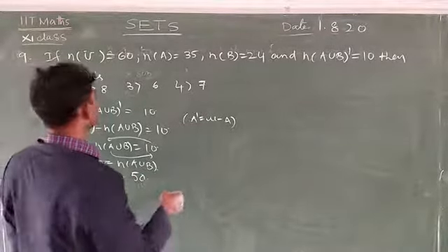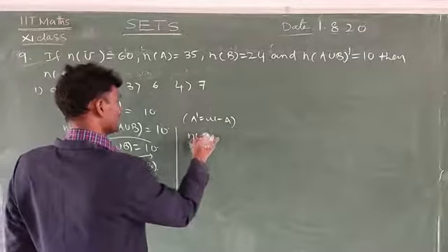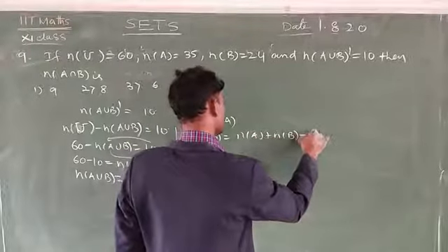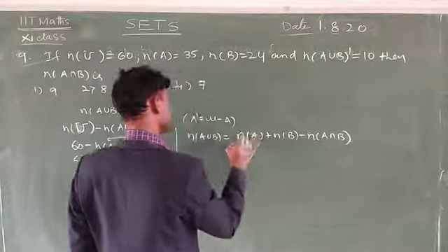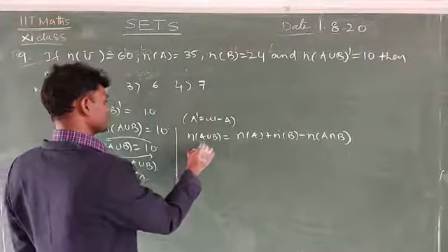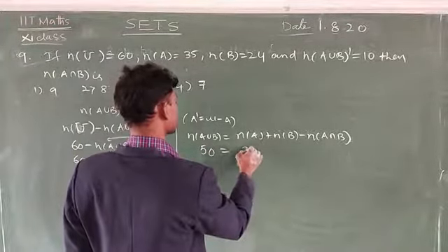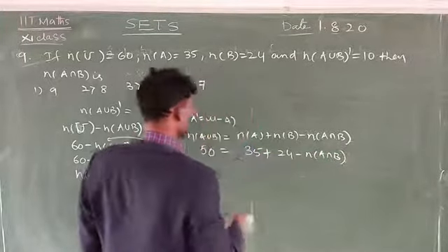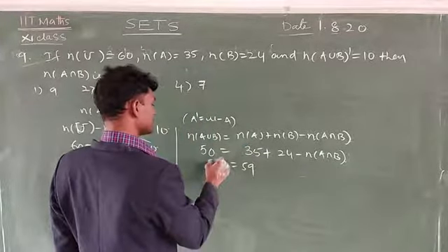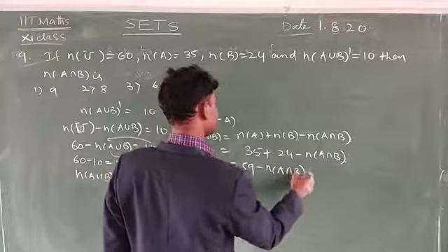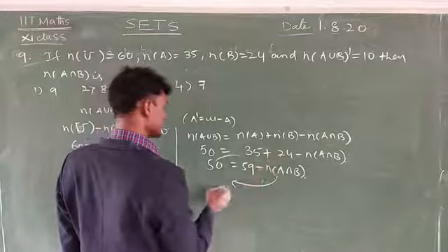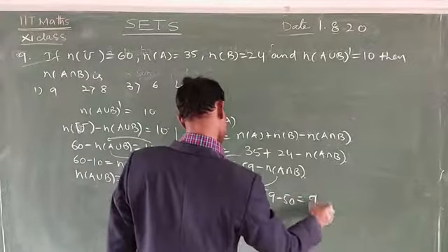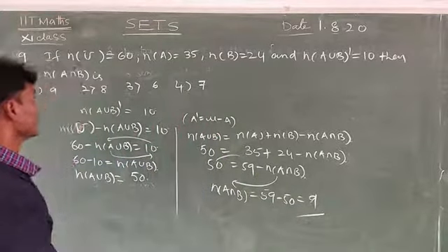Now we have to find A intersection B, simply using the formula n of (A union B) is equal to n of A plus n of B minus n of (A intersection B). Already we know that n of (A union B) is equal to 50, n of A is equal to 35, n of B is equal to 24, minus n of (A intersection B). Now this is 59, this is 50, then n of A intersection B. Now send this one to this side and 50 to that side: n of A intersection B is equal to 59 minus 50 is equal to 9. 9 means first option again.